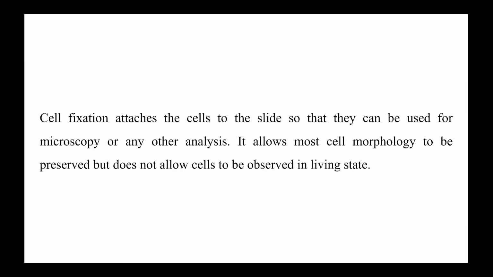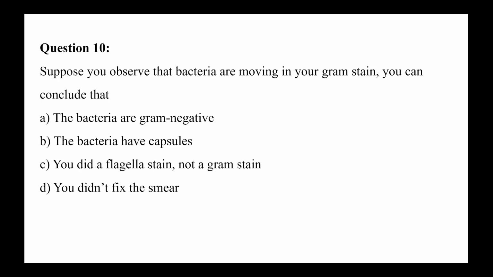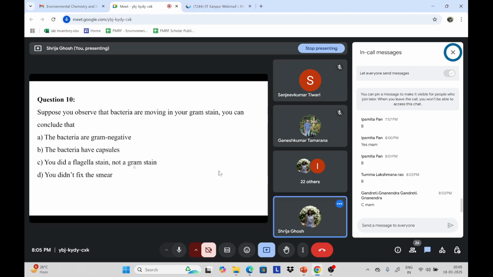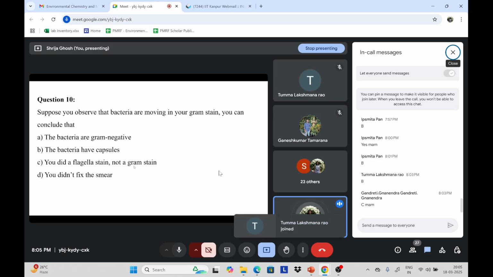Okay, so cell fixation attaches the cells to the slide so that they can be used for microscopy or any other analysis. It allows most cell morphology to be preserved but does not allow the cells to be observed in living state. Okay, that's clear to everybody. Moving on to the next question then.